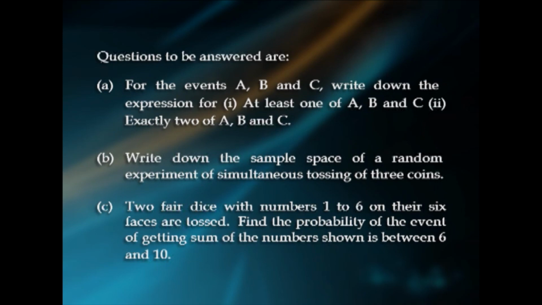Question 2. Write down the sample space of a random experiment of simultaneous tossing of 3 coins. Question 3. 2 fair dice with the numbers 1 to 6 on their 6 faces are tossed. Find the probability of the event of getting the sum of the numbers shown between 6 and 10.